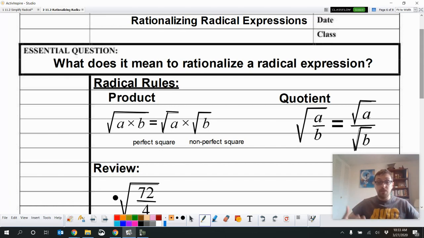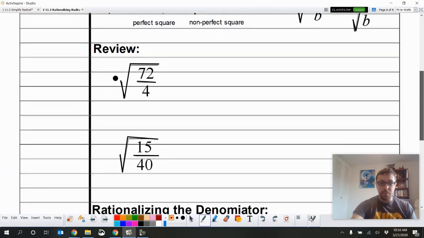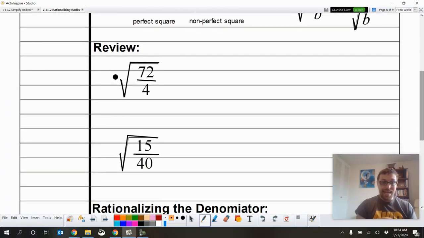It's good to write down a reminder of these rules. If you have two things being multiplied together, you can break them apart. You want to make sure that one is a perfect square and one of them is not. And then if you've got two radicals, and this is the one we're going to talk about more today, two radicals that are stacked, you can break that up into a radical and another radical. So this is what we were looking at at the bottom of our notes last time.